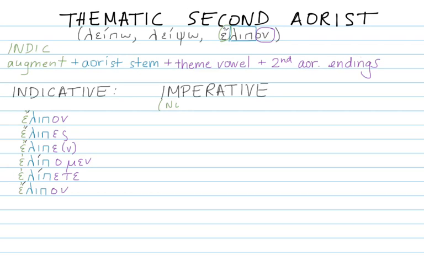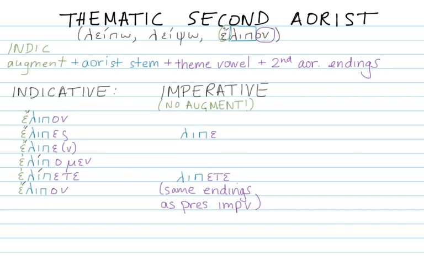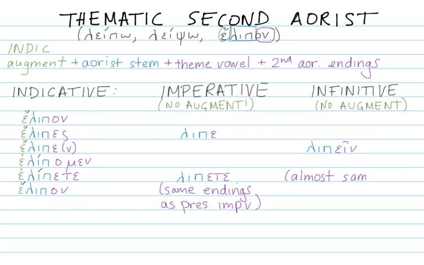Now remember, there is no augment in any mood that is not the indicative. So we'll just have lip, and then we add the imperative endings. They're actually the same endings that you already know. So lipe for the singular and lipete for the plural. For the infinitive, also no augment, stem lip, also an ending that you already know. The only difference here is that it has a different accent than the present infinitive.